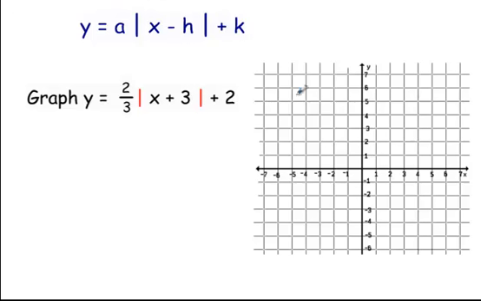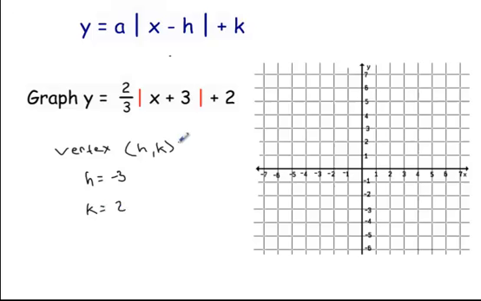Alright, now we're going to put this to practice. Here's an example. It has all of the different properties. It's got an a value that's not 1, it's got an h value and a k value. So the first thing you're going to do is figure out where the vertex is. Well, remember that the vertex is at h, comma, k. Well, h is negative 3. Your k is 2.